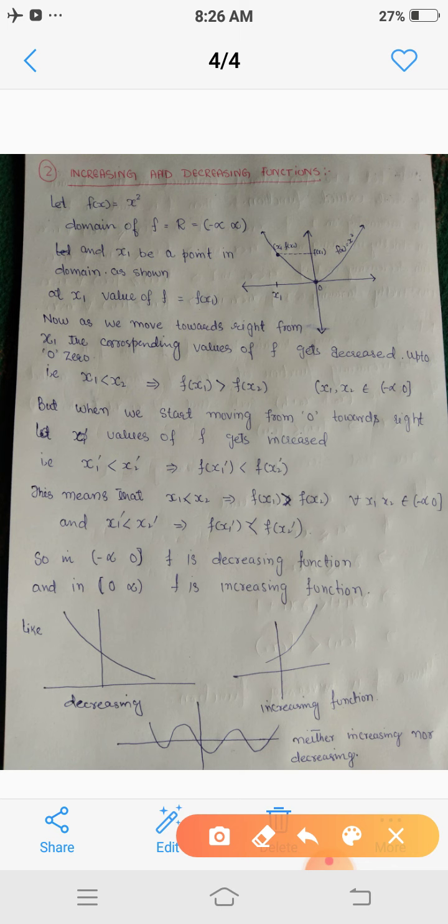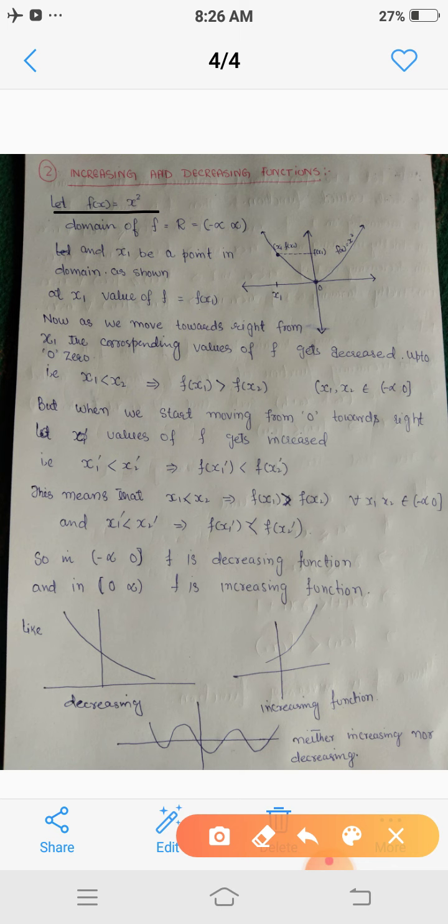Dear students, today we are going to discuss another application of the derivative, which is increasing and decreasing functions. Firstly, what are increasing and decreasing functions? Let me consider an example, f of x equals x square.